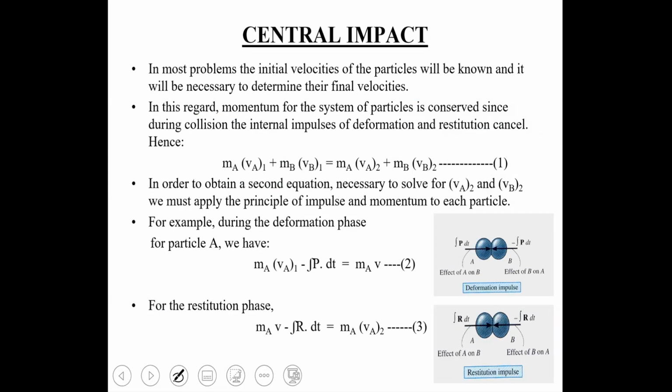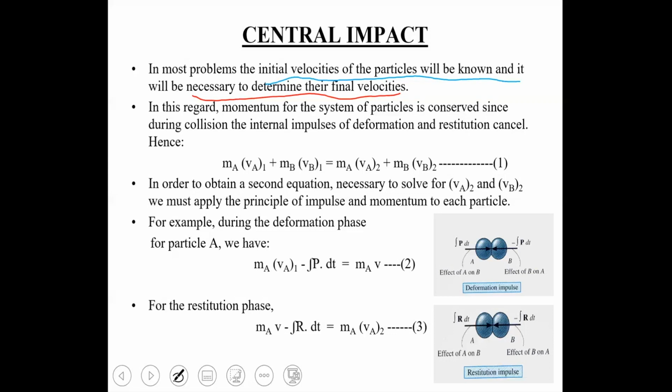In this regard, when we are considering the central impact, in most problems, the initial velocities of these particles will be known to us. Initial velocity से क्या मुराद है कि the velocities of both the particles before collision is generally known to us in all the problems, and we are required to determine the final velocities of these particles, that is आफ्टर कोलिजन ये पार्टिकल्स कितनी वेलोसिटी से ट्रेवल करेंगे. इन अदर वर्ड्स Va1 और Vb1 हमें नोन होती है विच आर द वेलोसिटीज ऑफ पार्टिकल्स बिफोर कोलिजन, और Va2 और Vb2 अननोन होती है विच आर द वेलोसिटीज ऑफ दीज पार्टिकल्स आफ्टर कोलिजन.